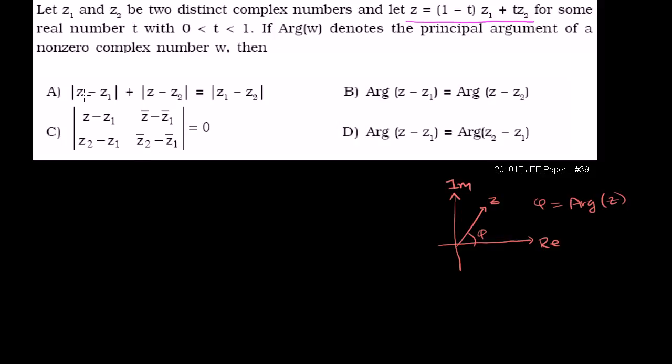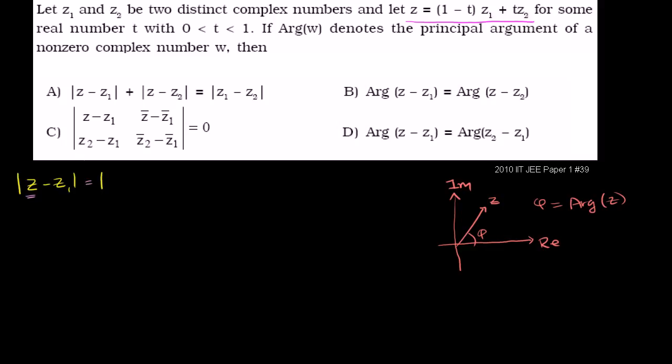Now, let's go through each of these and see which are true. Just to be clear, this is one of those problems where more than one of these choices might be correct. So let's see if they're true. Let's first figure out what the magnitude of z minus z1 is.